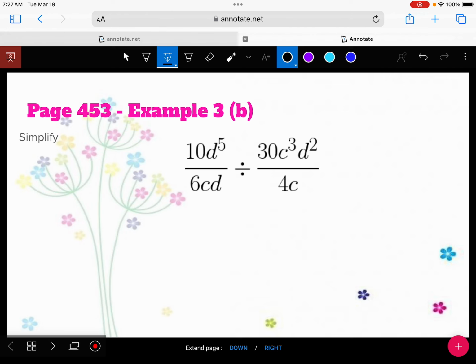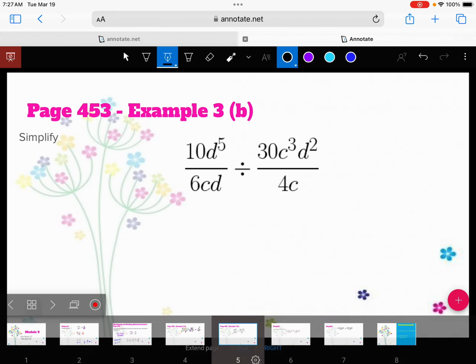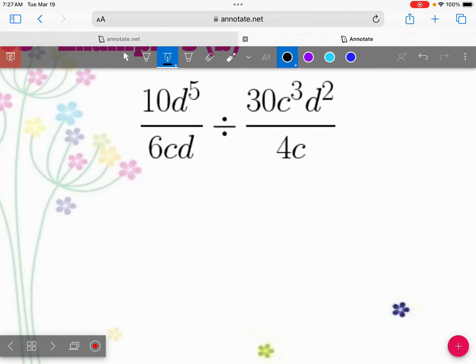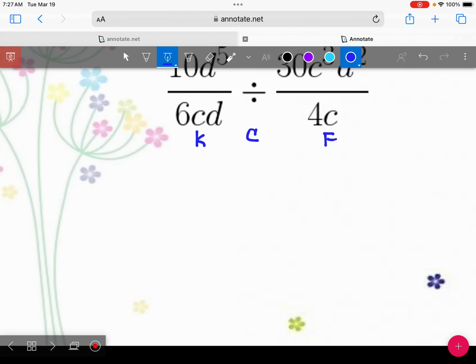So here's our next one. We're going to do a division like this, and then we'll go into our ones that involve factoring. So division, before I do any simplifying, I need to do my keep, change, flip. So we're going to keep this first one, change our sign, and flip this fraction. So we're going to have our 10d to the 5th over 6cd. That stays exactly the same.